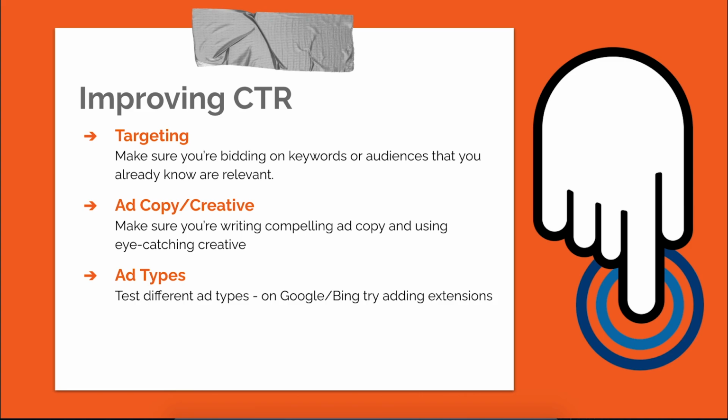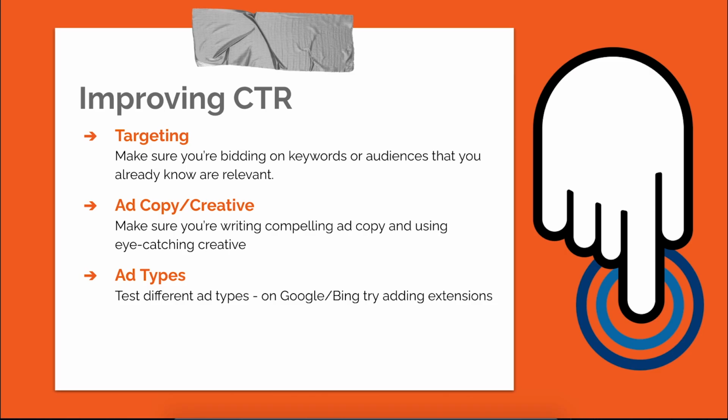And then the last thing is ad types. Again, you want to be testing a bunch of different ad types. If you're on Google, maybe test responsive search ads. If you're on Facebook, maybe try carousels, all that kind of stuff. There's so many options we can use, and we really want to make sure that we're testing as many different things as possible. If you're on Google or Bing, you can also even try adding some extensions, such as site links or structured snippets. I've personally found that these really help increase my click-through rates.